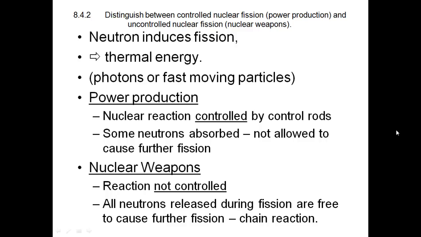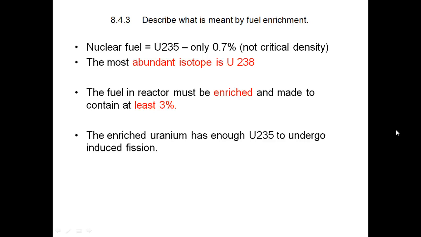You need to know about fuel enrichment. Now, the nuclear fuel, the uranium-235, is only 0.7% when you purify uranium. And this is not enough to sustain a chain reaction. This is lower than the critical density. The most abundant isotope of uranium is uranium-238. So, when you dig out uranium from the ground, you purify it to get the pure uranium.